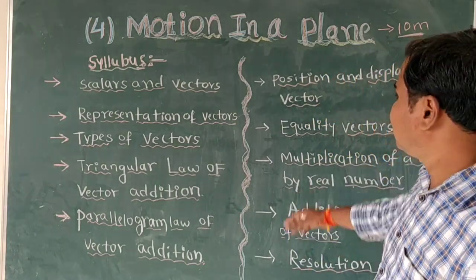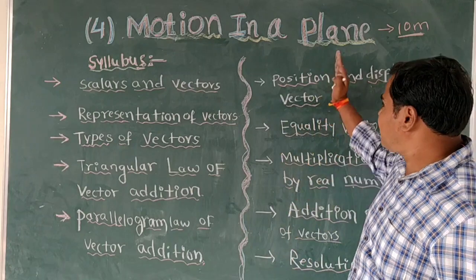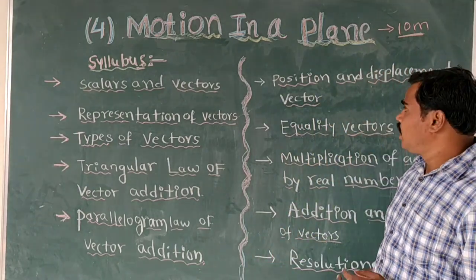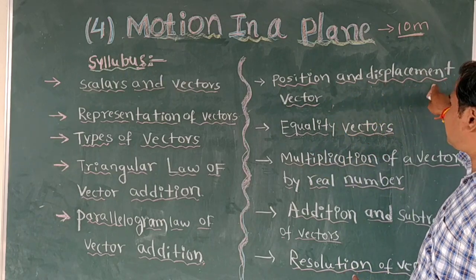Then after that, position and displacement vector. Already explained the definition of position and displacement. Position and displacement of a vector. What is the definition of a displacement?